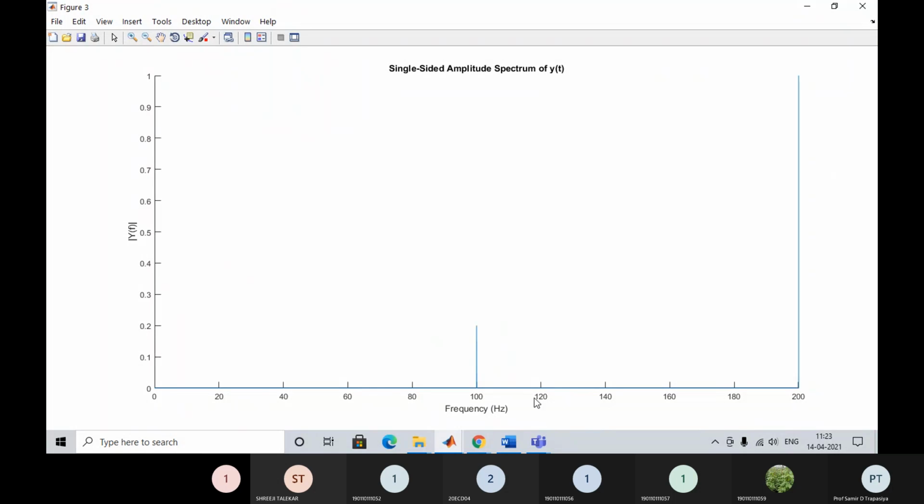So you see there are two frequency components in your signal. One is located at 100 hertz, the second at 200 hertz. The first signal at 100 hertz has an amplitude of 0.2. The second signal at 200 hertz has an amplitude of 1. So from this you can easily separate out the number of frequency components in your signal.